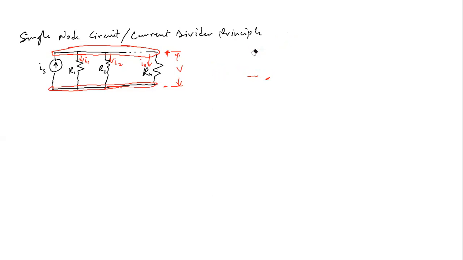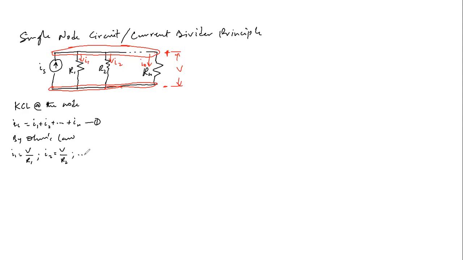Let's go on. So we can apply KCL at this node. So Is flows in as I1 plus I2 plus all the way to plus In. This is our first equation. Then by Ohm's law, I1 is the same as V, the same voltage applies, over R1. I2 is the same as V over R2, all the way to In is the same as V over Rn. Let's say this is our second equation.